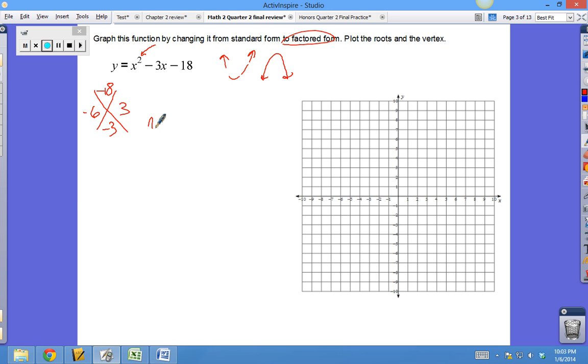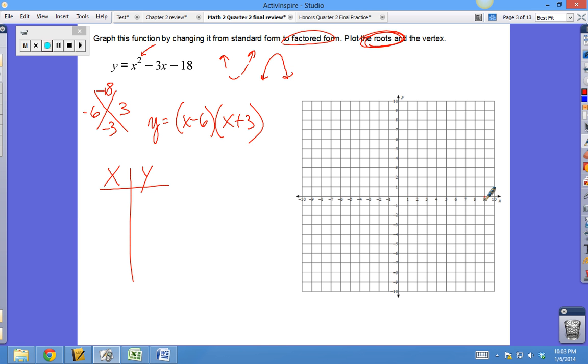So here we go. Move number 1. Y equals x minus 6 times x plus 3. Okay. So that's your first move. Factor it. Now, when it is factored, it is very easy to plot the roots. The roots are your zeros, and your zeros are going to land on the x-axis. I need 2 dots that land on the x-axis, or 1 dot.